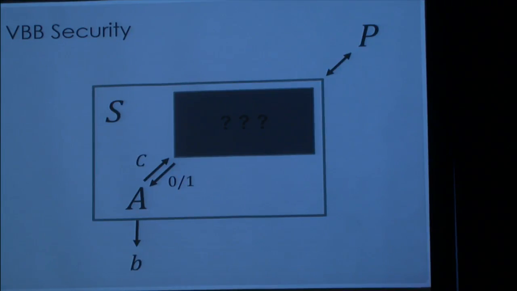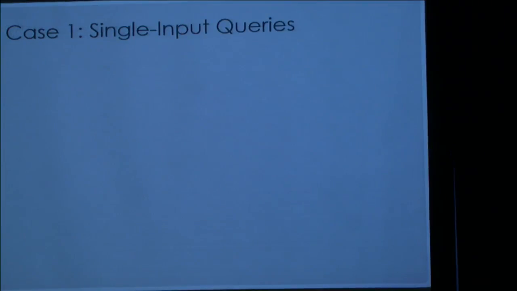So in the rest of the security proof, we're going to go over the different types of queries that the adversary makes, and we'll show that we can always answer them correctly. We'll start with very simple queries, and we'll work our way up. The first type of queries we'll consider are what we call single input queries.